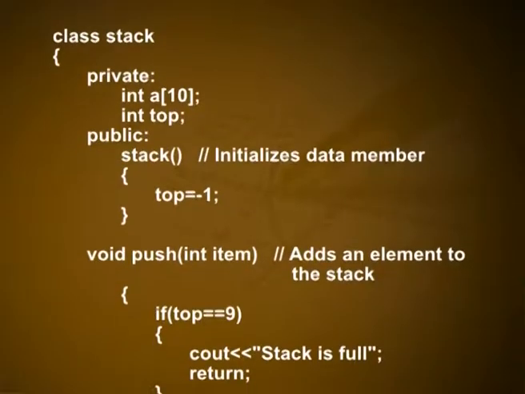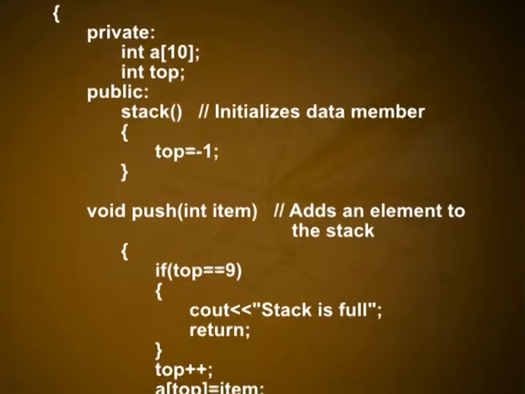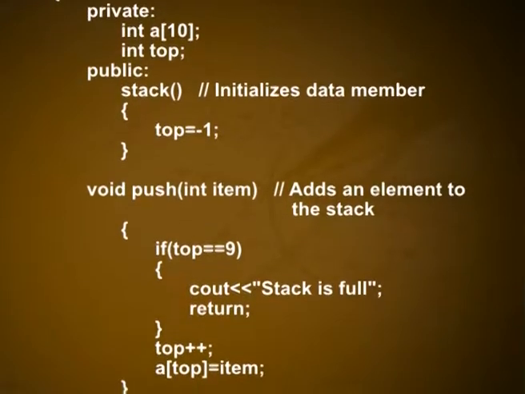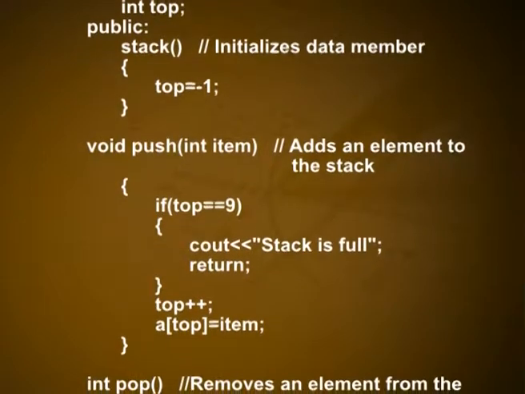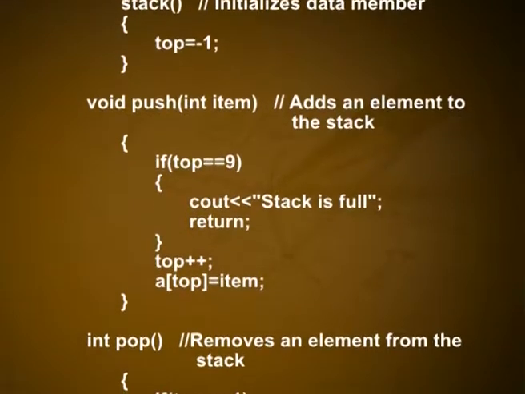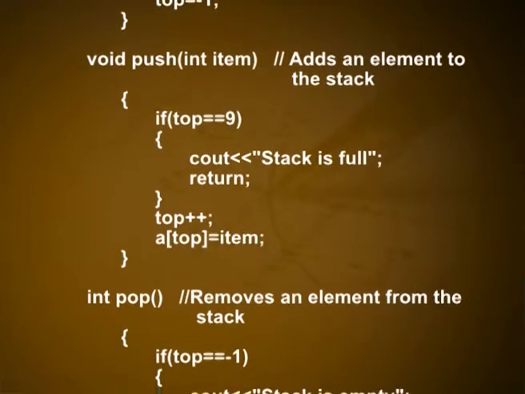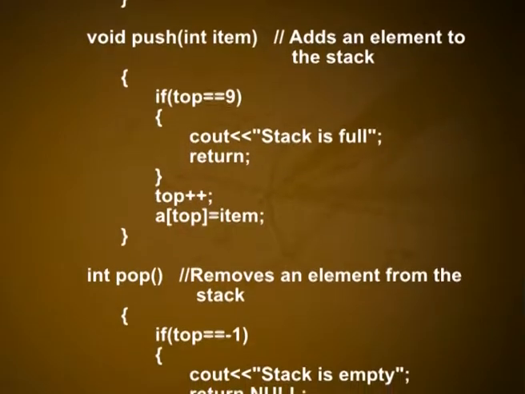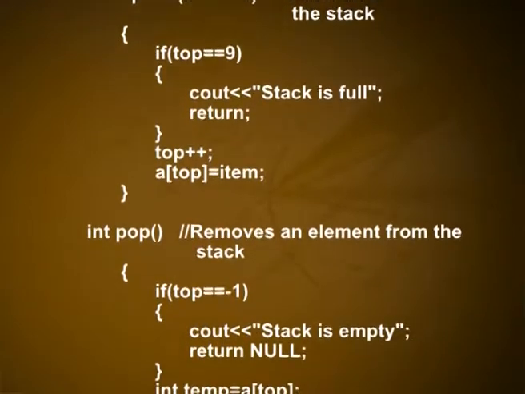Class stack. Private: int a[10], int top. Public: stack, initializes data member top equals -1. Void push(int item) adds an element to the stack. If top equals 9, cout stack is full. Return. top++, a[top] equals item.